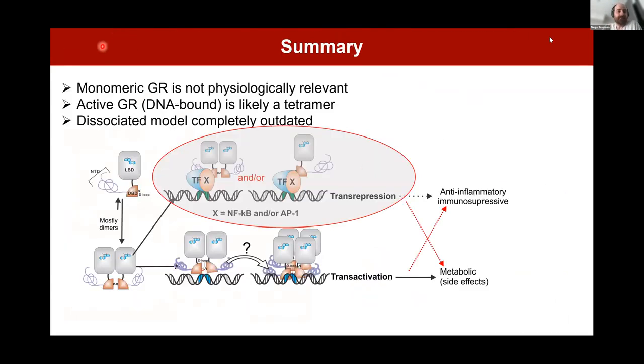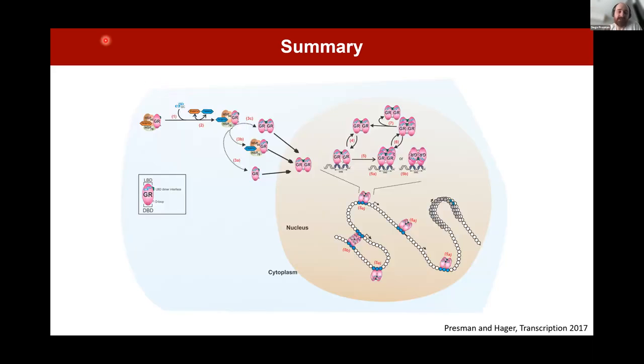So to summarize, monomeric GR, we claim, is not physiologically relevant. We believe the active GR, that means the DNA-bound form, is likely a tetramer. The dissociating model is completely outdated, and we need to stop trying to find better glucocorticoids by searching for monomeric GR. So with that, another summary, a much cleaner idea, is that most of GR is dimeric, and upon binding DNA, it forms a tetramer. And DNA binding is essential for all activity of the receptor.